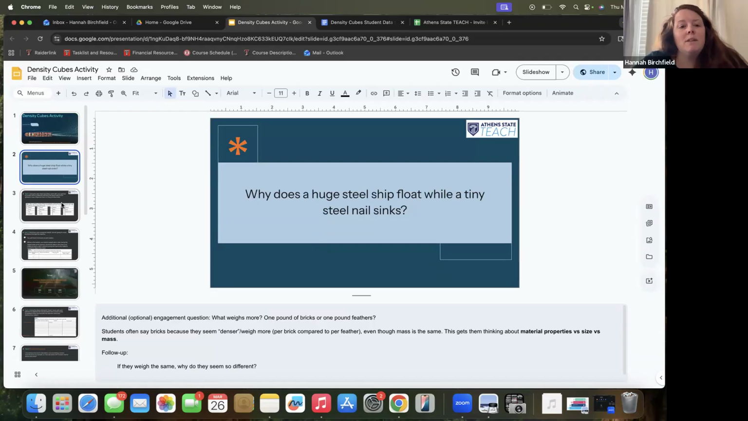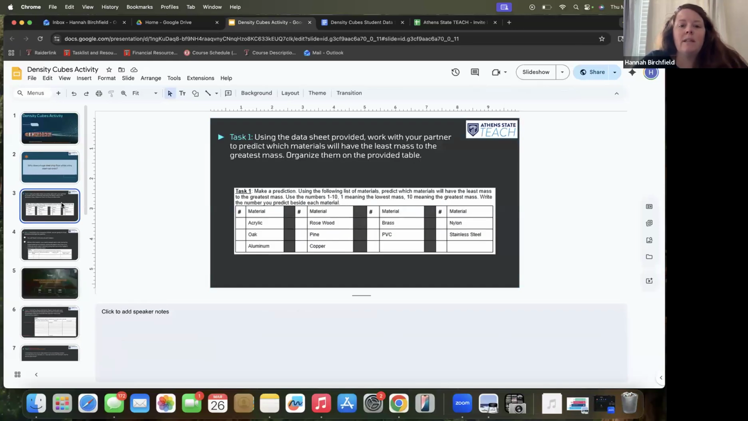So you would have maybe a 3 to 5 minute conversation about this. Let them brainstorm some. This is not when you're revealing everything for the lesson. You're not completely explaining why the ship floats and the nail sinks. You're just giving them an opportunity to express their thoughts, brainstorm, hear other people's thinking, and really just get excited about what they're about to learn about. All right, this is our next slide.